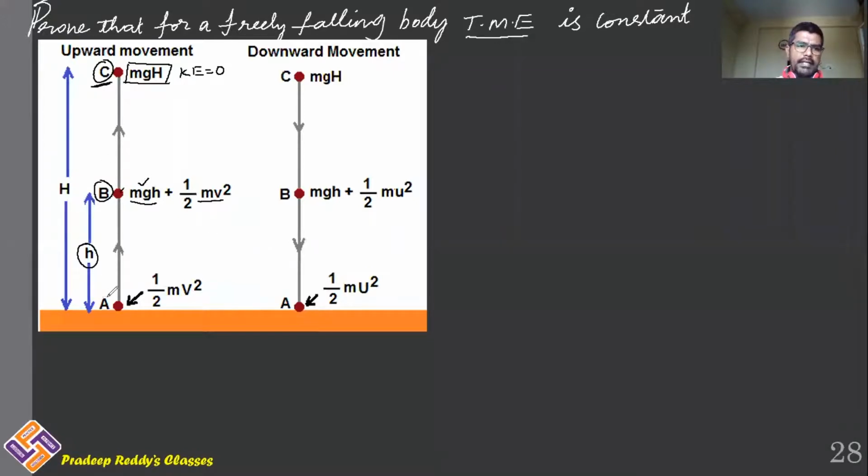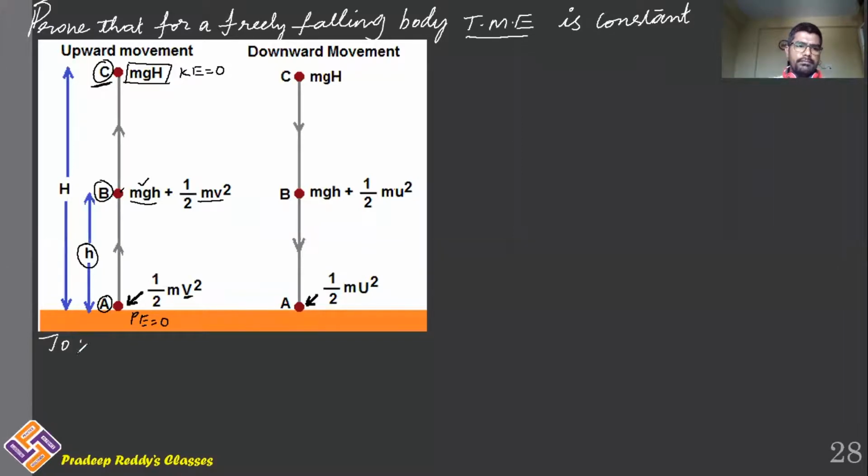And when it is completely reaching the ground, that is at position A, the body is exactly on the surface of the earth. Therefore, potential energy is equal to 0. It possesses only kinetic energy. When it is touching the ground, it has velocity v. Therefore, it has total kinetic energy half mv square. Potential energy is 0. I want to now show that total mechanical energy is the same at position A, position B, and position C. Now, what do you want to prove?